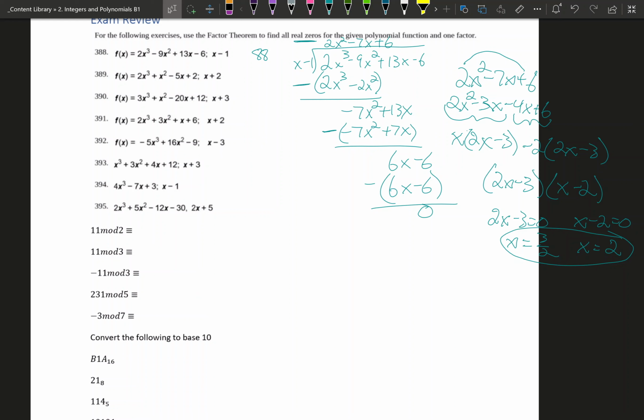Now, there are some of these, and for the length of this video, I'm not going to go through the work of all of these, but the answers will be on the key later on. If you end up with something that you cannot factor and that you would need to use the quadratic formula for, you can just leave it.